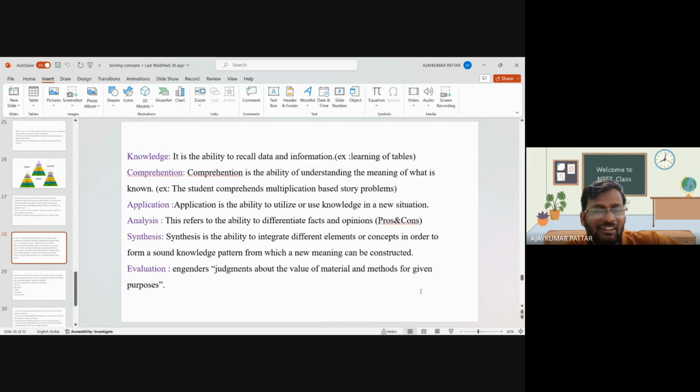Then synthesis. Synthesis is the ability to integrate different elements or concepts in order to form a sound knowledge pattern from which new meaning can be constructed. We take knowledge from different sources. Charaka says it this way, Sushruta says it this way, Ashtanga says it this way. We will integrate all the elements and concepts to tell a new concept, something new, a new meaning. We construct a concept by integrating different concepts from different places. That is the ability of synthesis.